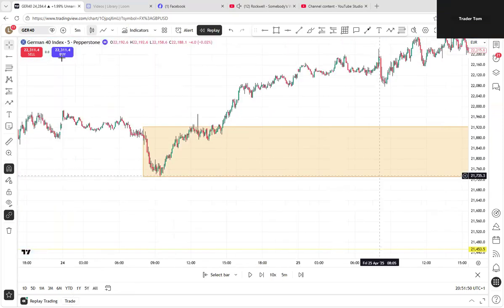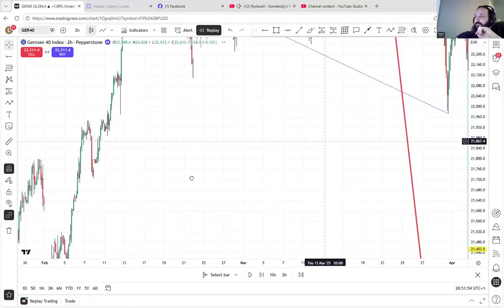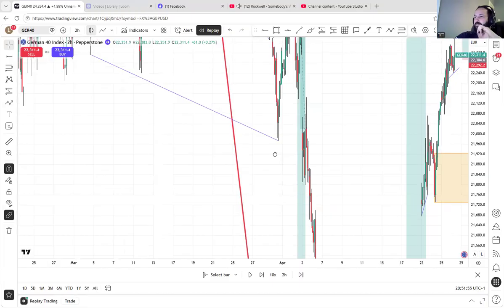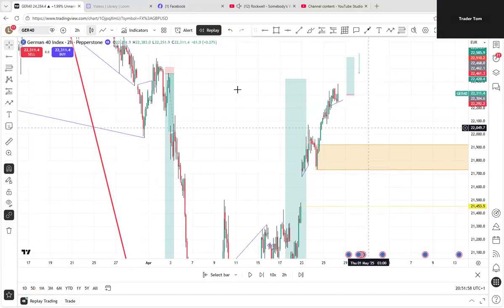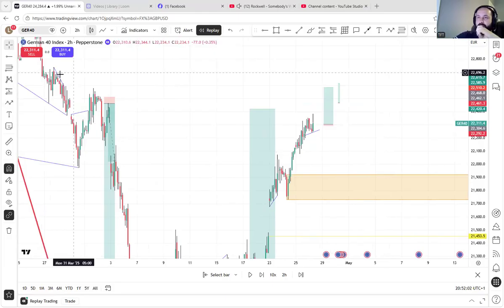DAX varies so much on the feeds, doesn't it? Compared to everything else, DAX just varies so much from one feed to another. Yeah. But I'm guessing there's probably a trend line somewhere. Well, you magnet on.